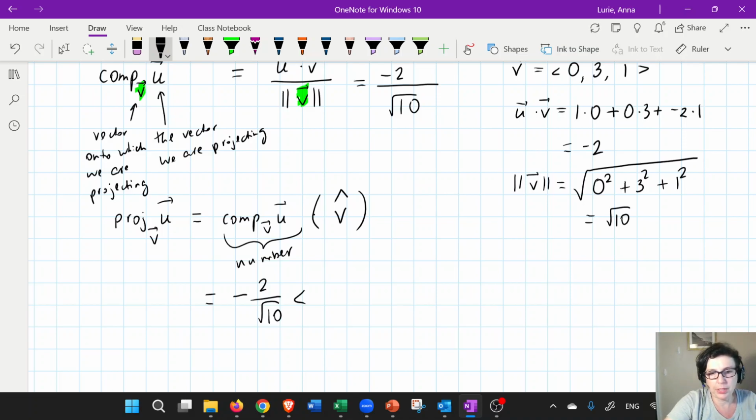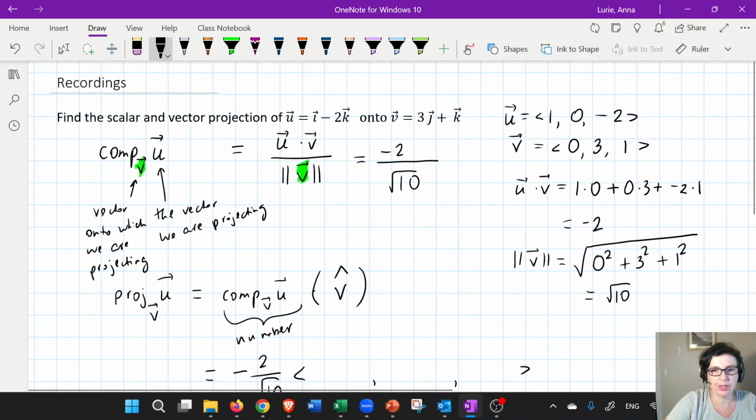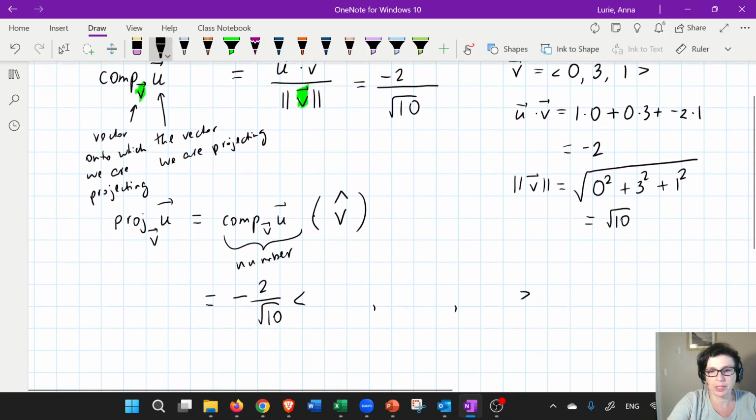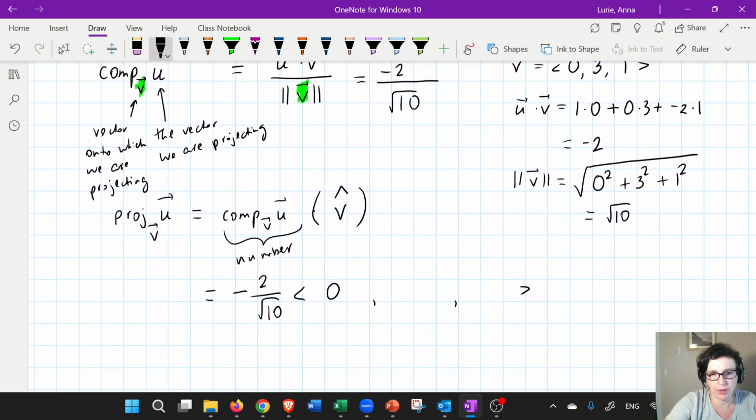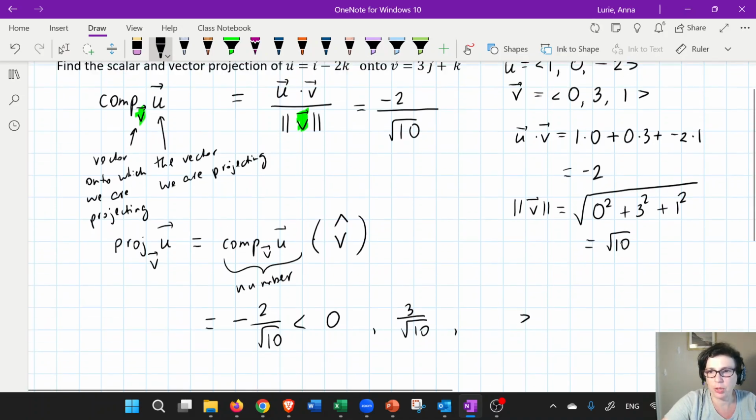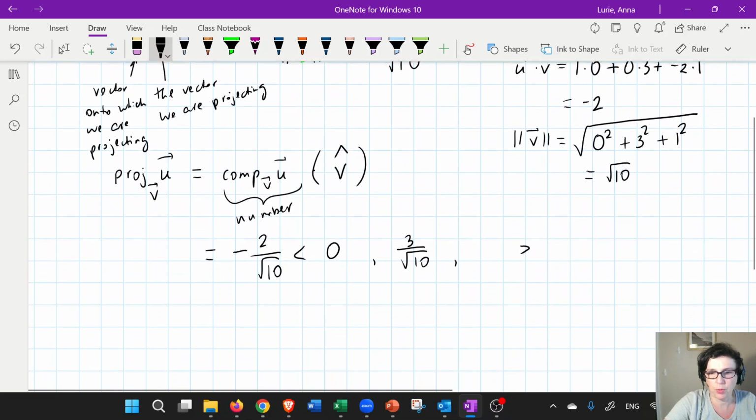Now, what is v with the hat? We already know the magnitude of v is square root of 10, and so we're just dividing each component of v by square root of 10. So this will be 0 divided by square root of 10, which is just 0. And then it'll be 3 divided by square root of 10. And then finally, you're going to have the last component, which is 1, divided by square root of 10.